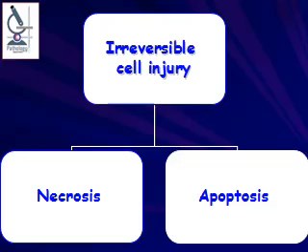Then we are going to proceed to the other forms of cell injury, which is the irreversible cell injury in the form of necrosis and apoptosis. Necrosis, as we know, is a localized area of death of tissue which later on undergoes degradation by hydrolytic enzymes liberated from dead cells, and it's associated with inflammatory reaction.